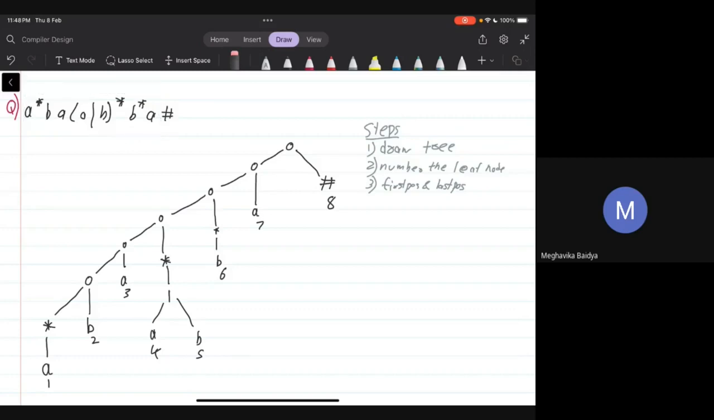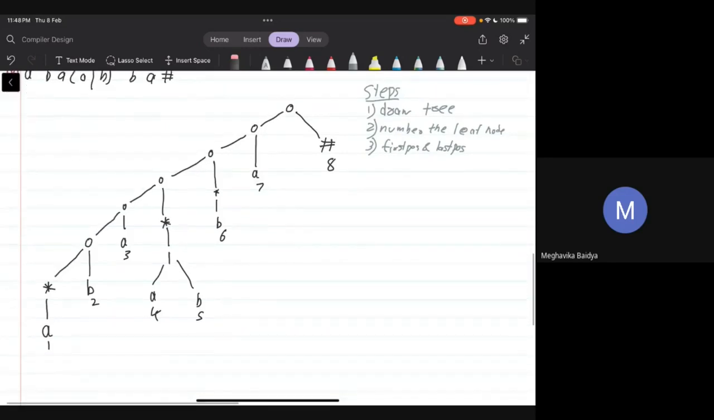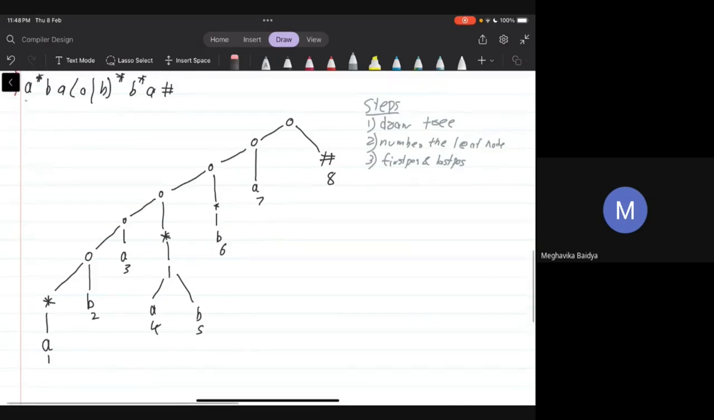Once that's done, the next thing you'll do is draw the tree. This is a parse tree. For example, this is A star, so you do A and then star, followed by B. So A is concatenated with B. You put this circle, which is a concatenate, and you do the same thing for all the others. And this is an or.